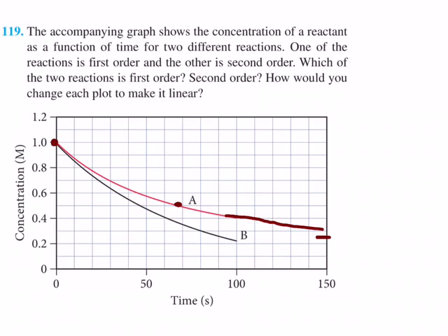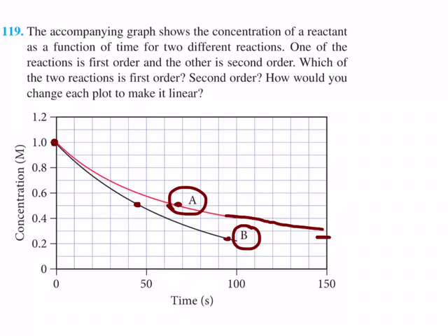In graph B, to go from 1 to 0.5 molarity took just under 50 seconds. To go from 0.5 molarity to 0.25 molarity took just under 100 seconds. So in graph B, it looks like the half-lives are actually the same, just under 50 seconds each. Therefore, graph B looks to be the first order process, and by default, graph A would be the second order process.